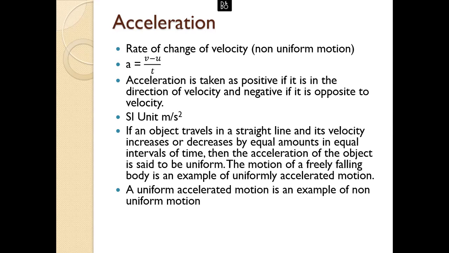And finally, a uniform accelerated motion is a non-uniform motion for a simple reason that velocity is changing. Velocity is not constant. Whereas in uniform motion, velocity is constant. The definition of uniform motion is if a body travels in such a way that it covers equal distance in equal interval of time, then its motion is known as uniform motion.